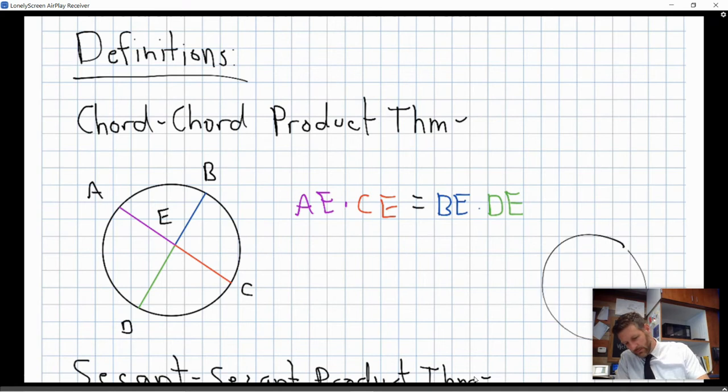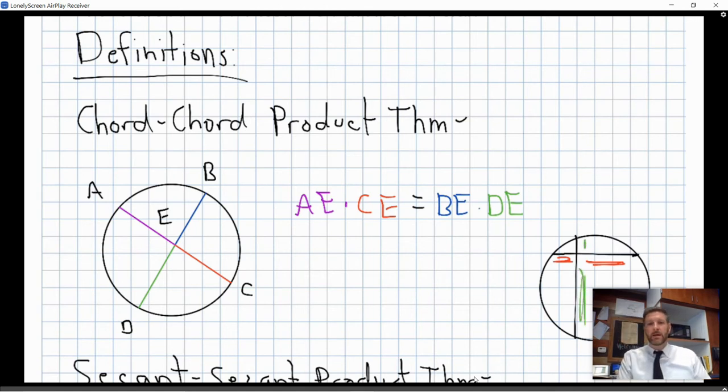Let me just, even if it looks something more like this, draw another circle. If I have a chord here and here, the product theorem would hold true that this piece times this piece would be equal to this segment times this segment. And so that allows you to find distances within circles fairly easily. We'll do some practice problems just like that.